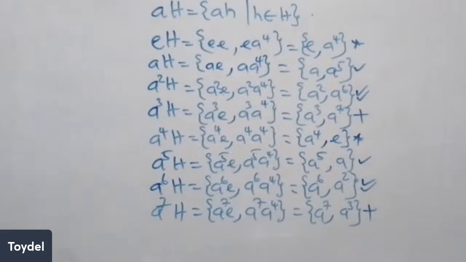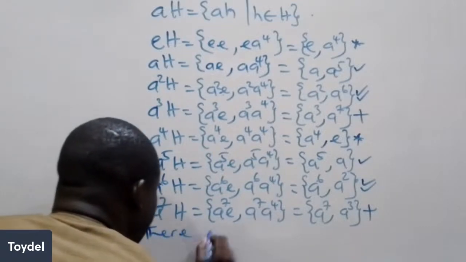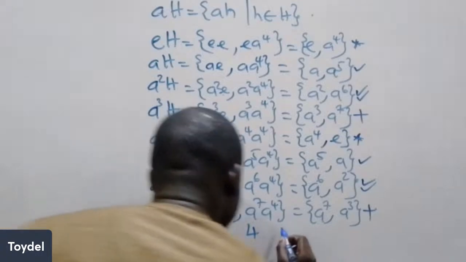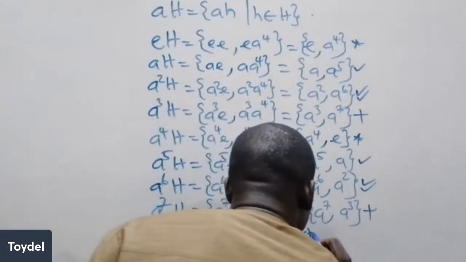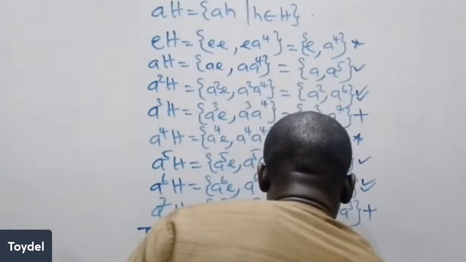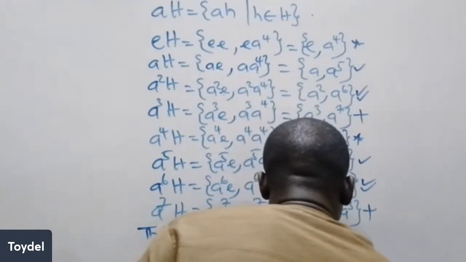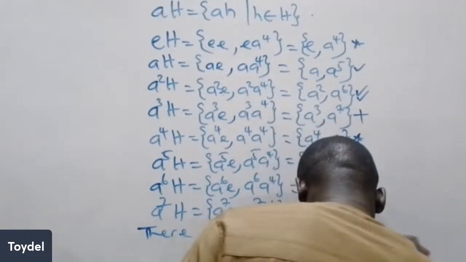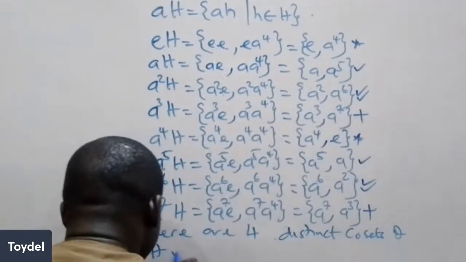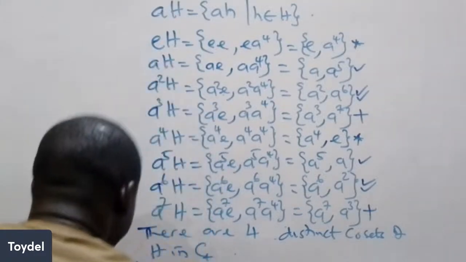So how many distinct cosets do we have there? If you check, how many distinct do we have there? So just say there are 4. There are 4 distinct cosets of H in G.